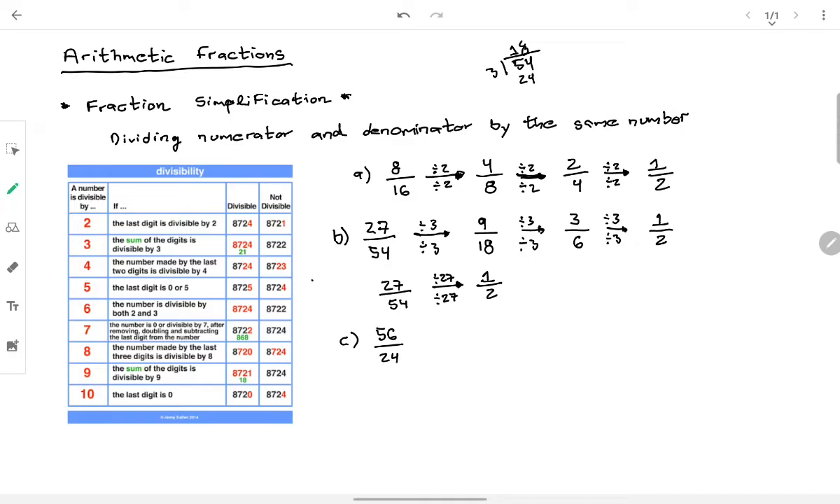Let's see another example. If we have 56/24, the first thing that we are going to see, maybe someone can use a bigger number, but the easiest way is that it's divisible by 2. So we will get 28/12. It's also divisible by 2.